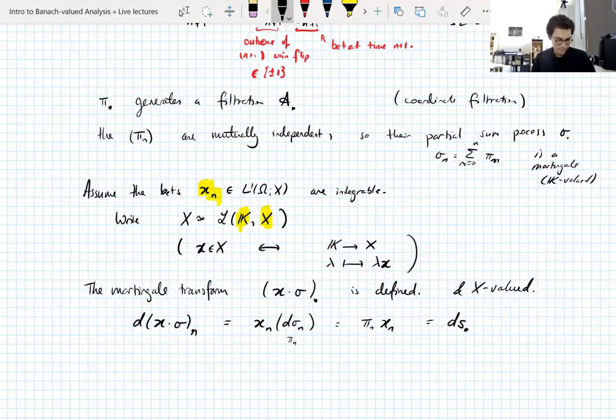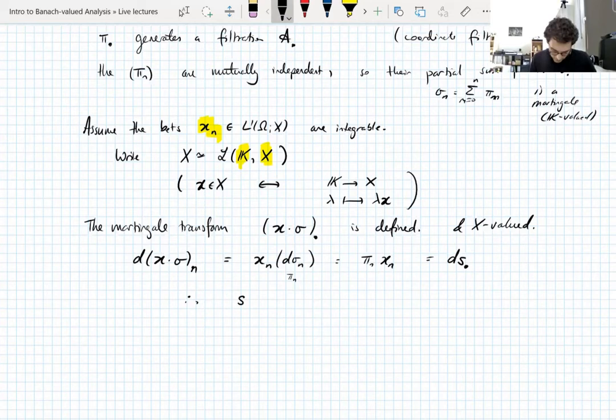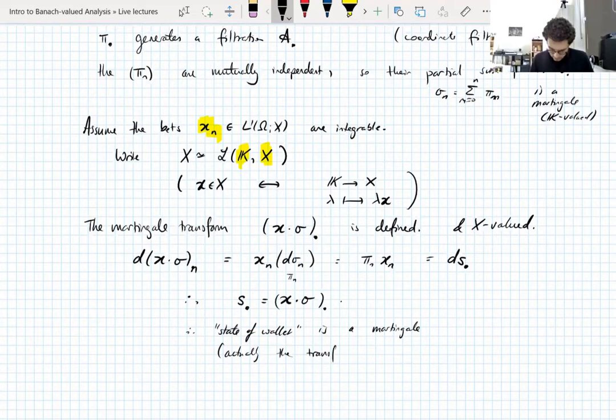Okay. So what this tells us is that the wallet process is actually equal to the martingale transform of sigma by x. And what this tells you is that the state of your wallet is a martingale. And it's actually the transform of the sum of coin flips process, this simple scalar valued process, by the choice of betting vectors x.